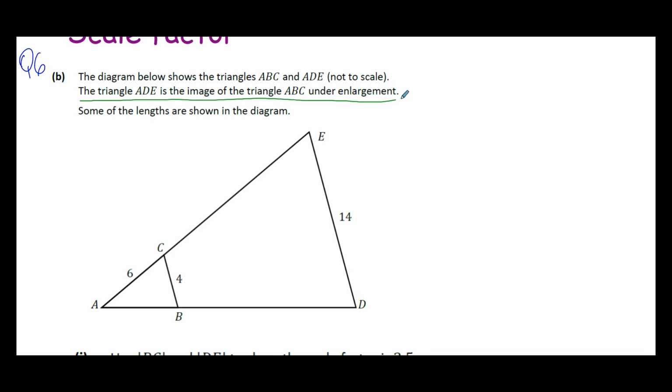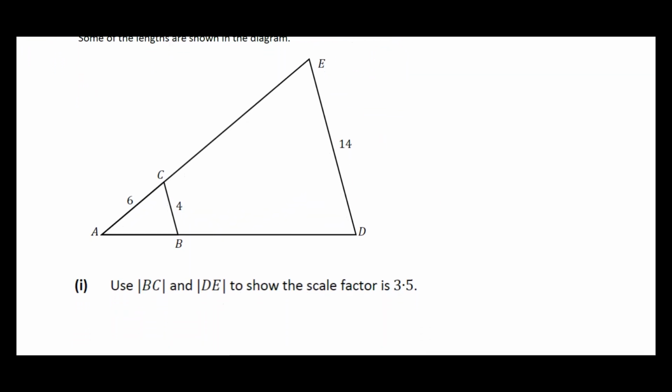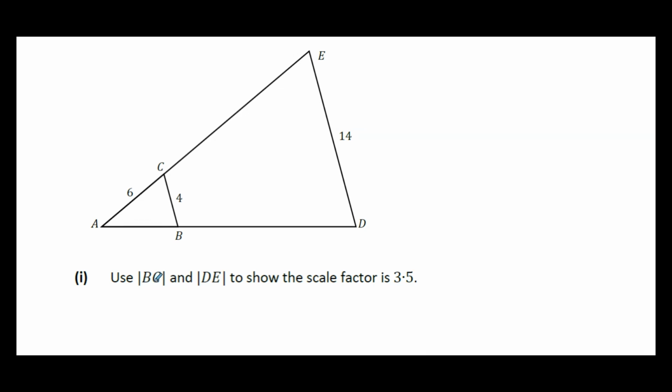What does that mean? We understand the image. We look in the mirror and we can see the image, hopefully not an enlarged image. But what it means is that we take the small triangle and we just make it bigger. We blow it up. Some of the lengths are shown in the diagram. So what do we need to do? Use BC, so where is BC? That one here, and DE, so this one here, to show that the scale factor is 3.5.